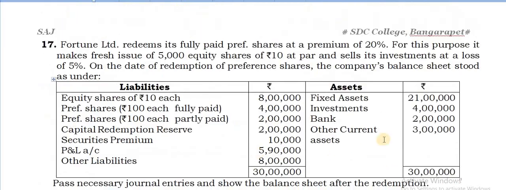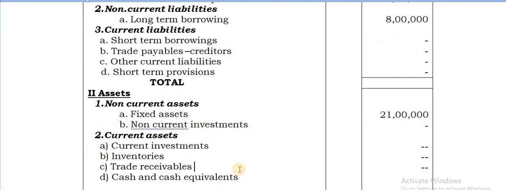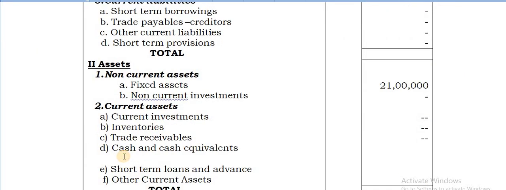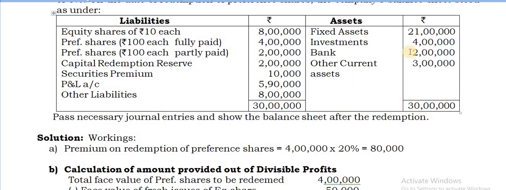Under fixed assets you can find, as it is given directly, 21 lakhs. Investments don't take up because it is completely sold. Then other things here, only the cash and cash equivalents that you can see. See the amount of cash and cash equivalents, that is a bank balance, 2 lakhs is there.